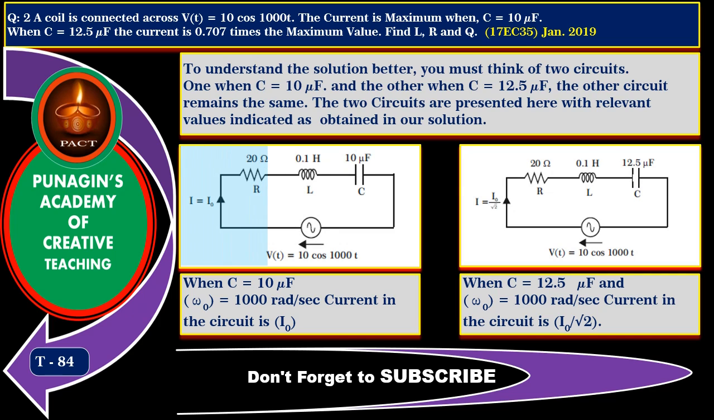When C is equal to 10 microfarads, omega naught is equal to 1000 radians per second, and the current in the circuit is I naught, which is maximum. When C is equal to 12.5 microfarads and omega naught is equal to 1000 radians per second, the current in the circuit is I naught by root 2. These are the two circuits which are different. This you have to note.